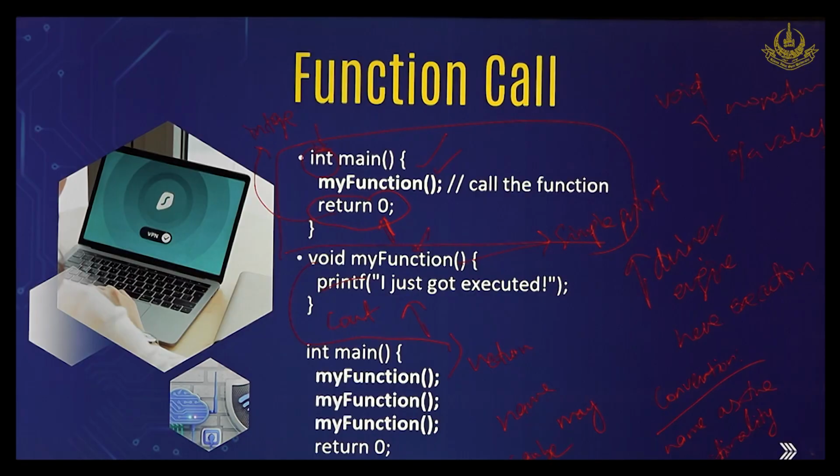Okay, so we have just a simple function, a void. It is returning void. The name is my function. It does not take any arguments or parameters. And then it is printing a simple cout command with "I just got executed." This is an English statement which it is printing. So whenever this function is called, it will only print this line.